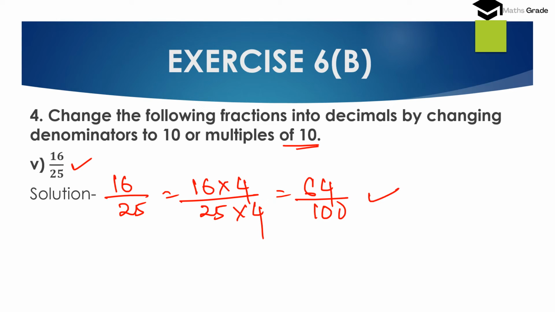Now 64 divided by 100, and in the denominator 100 has 2 zeros, so we have to place 2 digits after the decimal point. Now it is 0.64. So 0.64 is the decimal form of the fraction 16 divided by 25.